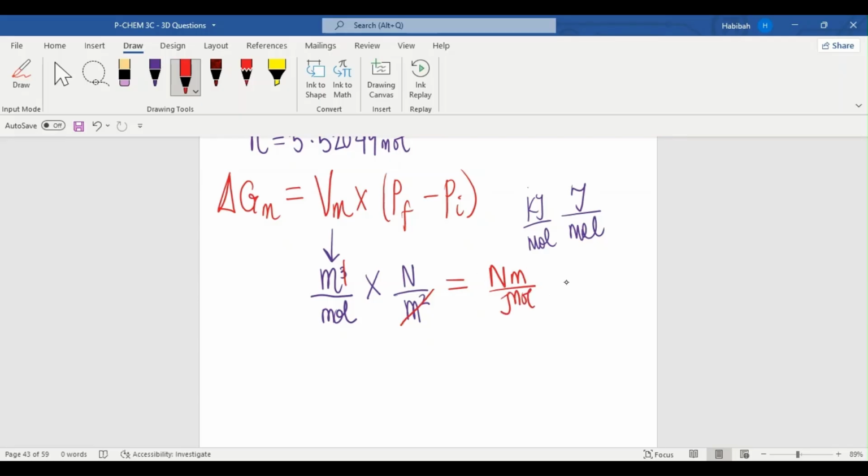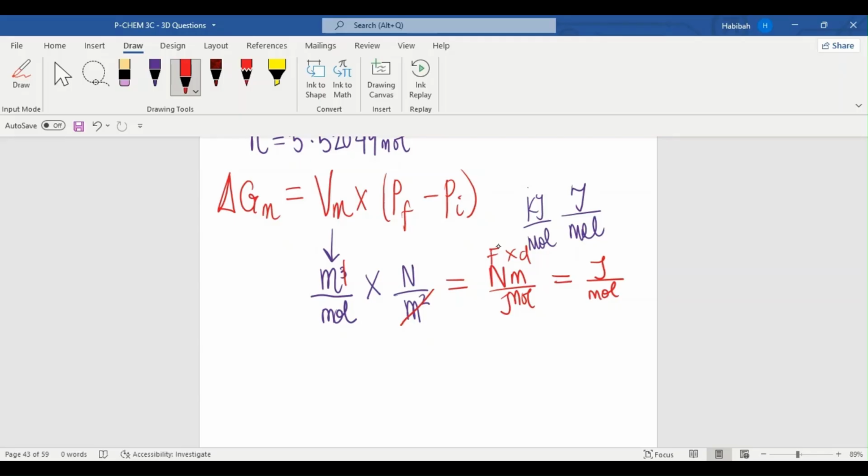Remember, Newton meter is the same thing as joules. And then you just have mole. The reason why Newton meter is joules is because the unit for energy or work done is joules. What is the formula for work, right? Force times distance, and the unit for work is simply joules. So we can just say Newton meter is the same thing as joule, and then per mole will be joule per mole.